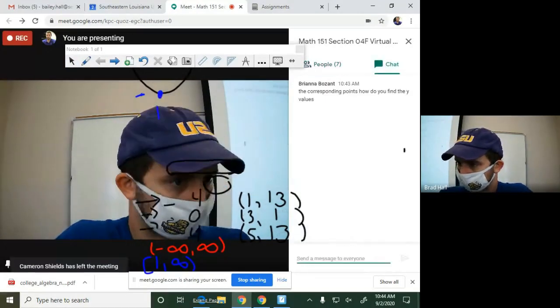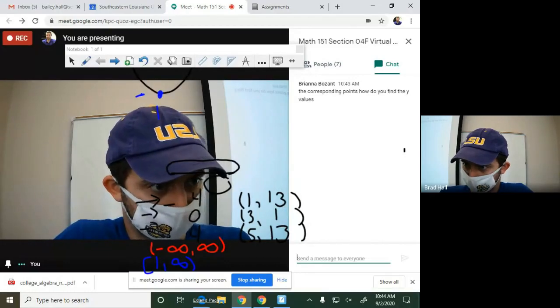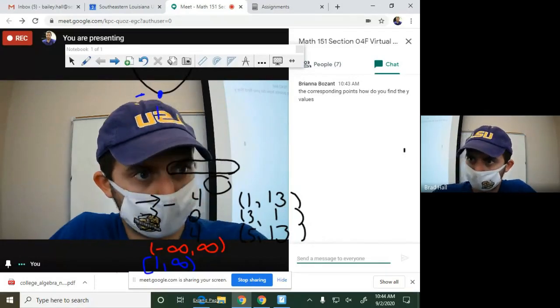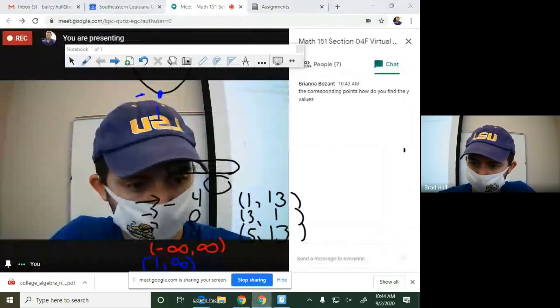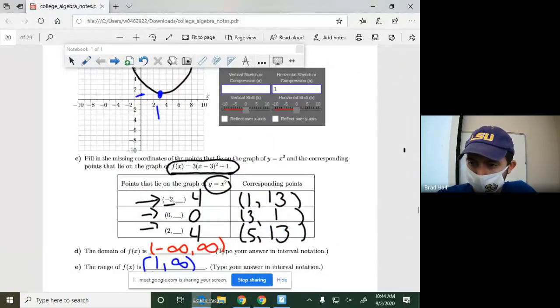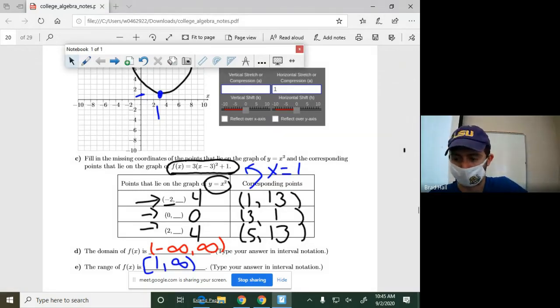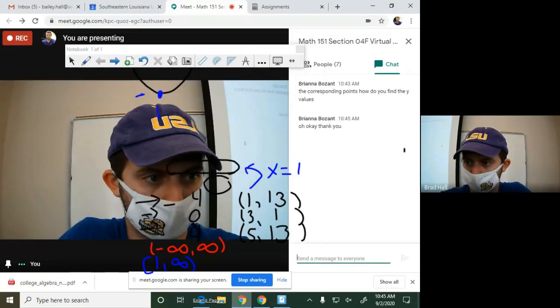Brianna, you were talking about corresponding points. How do you find the y values? You plug those into this function here. So x is equal to 1. When you plug x is equal to 1 into here, 1 minus 3 is -2. -2 squared is 4. 4 times 3 is 12. Plus 1 is 13. So that's how you find the corresponding y values for those, if that's what you were asking.